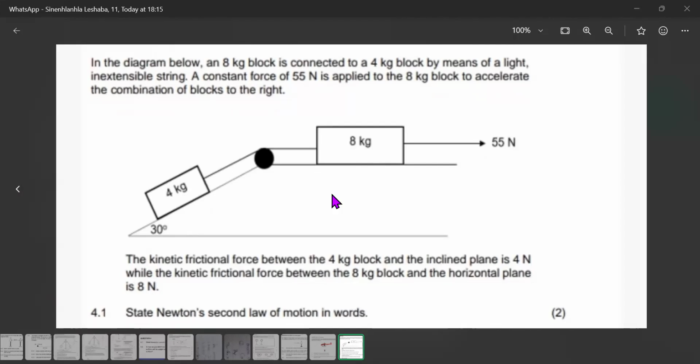The kinetic frictional force between the 4 kg block and the inclined plane is 4 newtons, while the kinetic frictional force between the 8 kg block and the horizontal plane is 8 newtons.